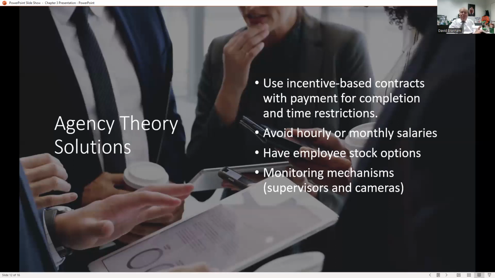Second, avoid hourly and monthly salaries. It's much better to have a completion contract. Now, the people who have learned this the most are contractors of highways, people who build highways. If you're a government agency, you used to, in the contracts, not have time limits on when the highway had to be finished. Now, not getting a highway finished on time is incredibly expensive. Think about how many cars go across a highway. Every car going across a highway has people in it, and those people's time is worth money.